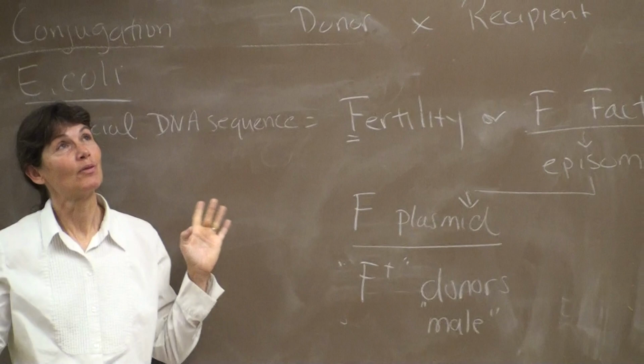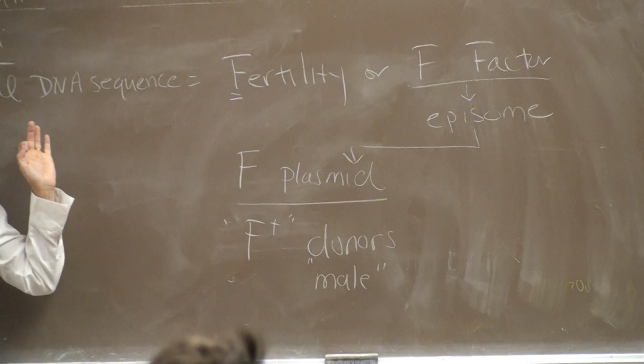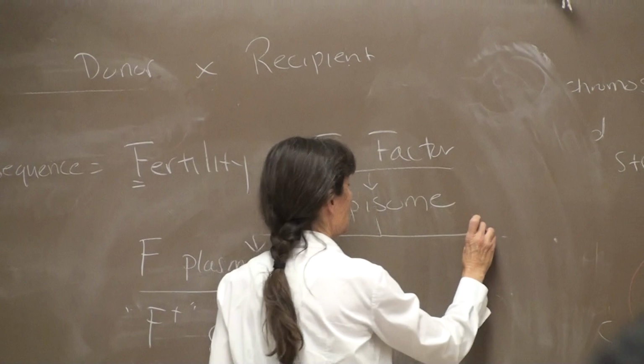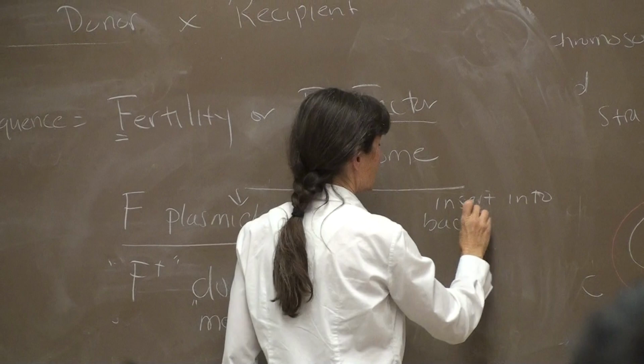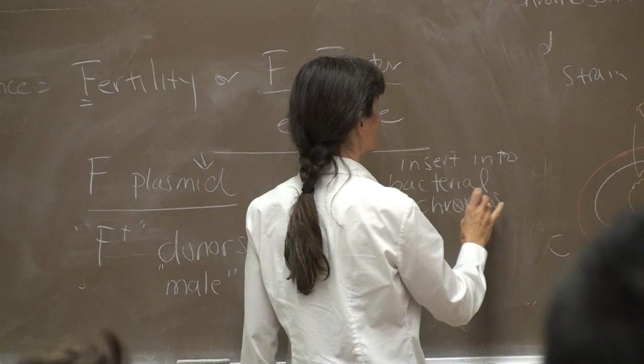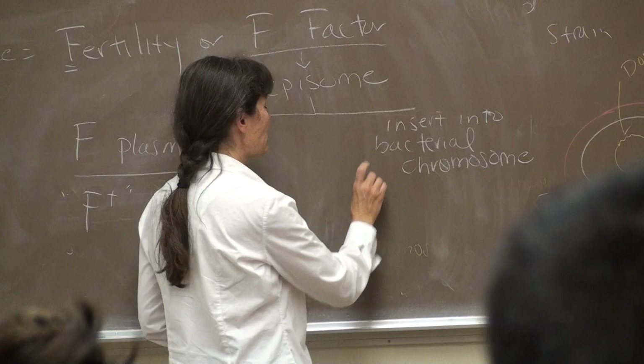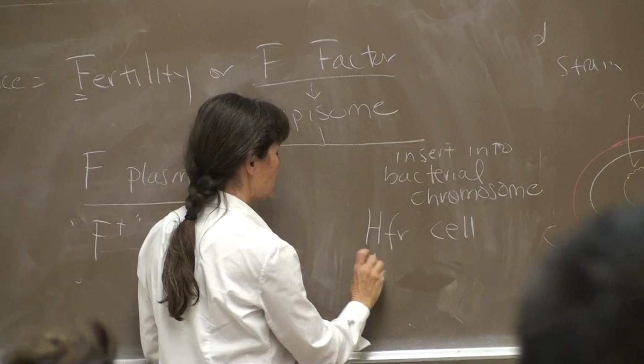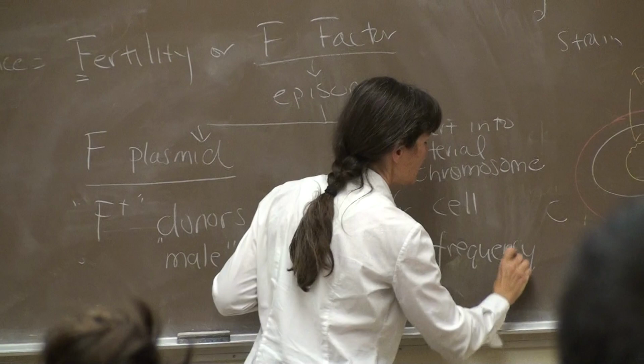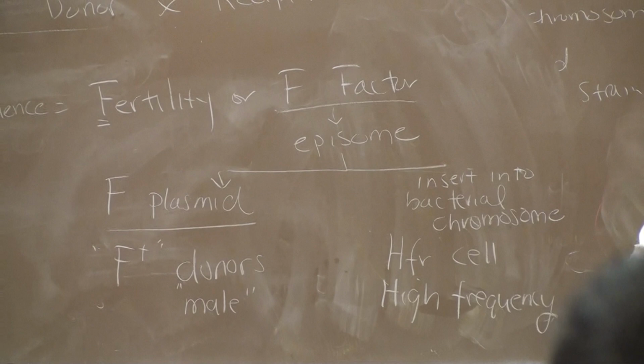Okay. But as an episome, the F factor can also insert itself into the bacterial chromosome. Okay, so it can insert into the bacterial chromosome, in which case the E. coli that carries the F factor in the chromosome is called an HFR cell. And HFR stands for high frequency of recombination. And we're going to go and explore what these two donor bacteria can do.